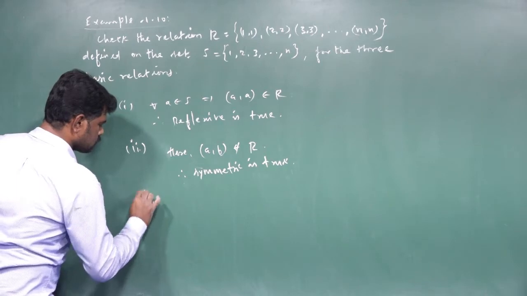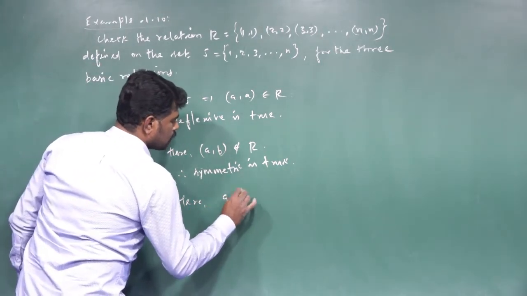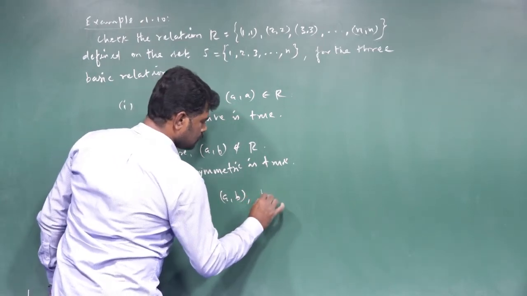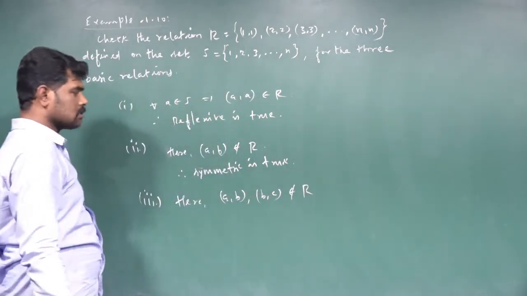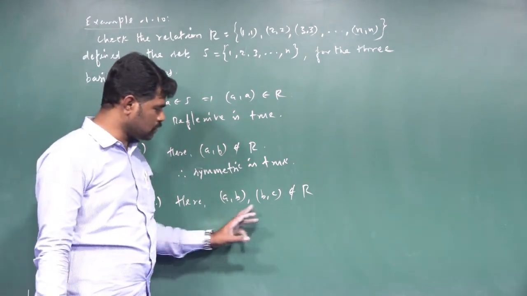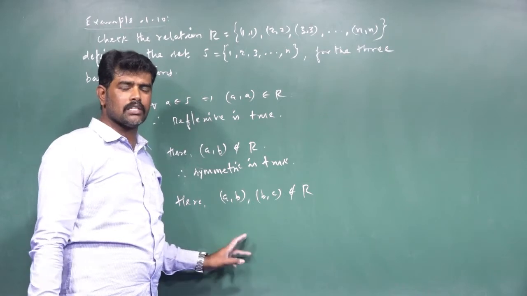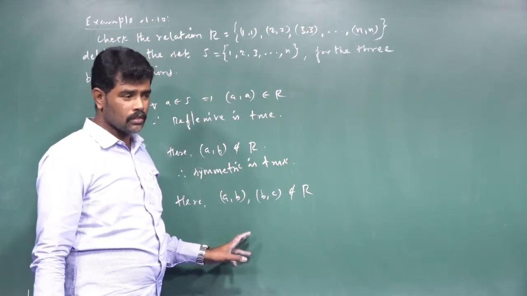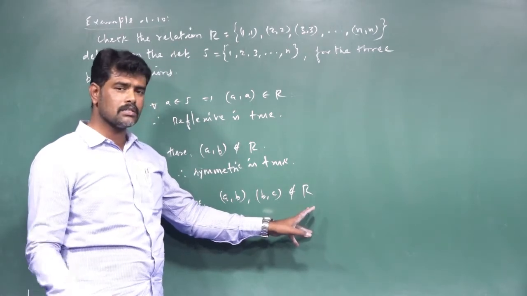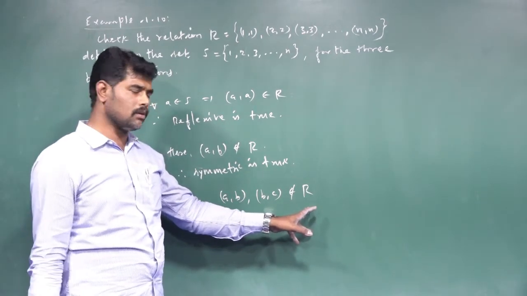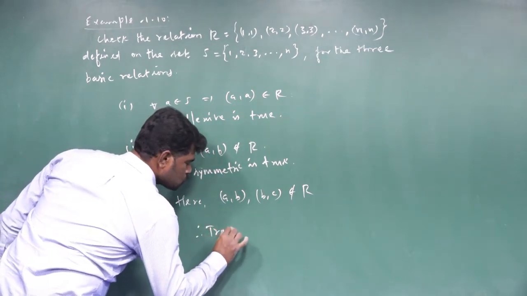Third case. Here the pairs (a,b) and (b,c) do not exist in the relation R. Actually, if these two pairs exist in R, then only we can verify whether (a,c) belongs to R or not. If these types of pairs do not exist in R, then how do you verify whether it is transitive or not? It is not possible. So automatically we can take transitive as true.